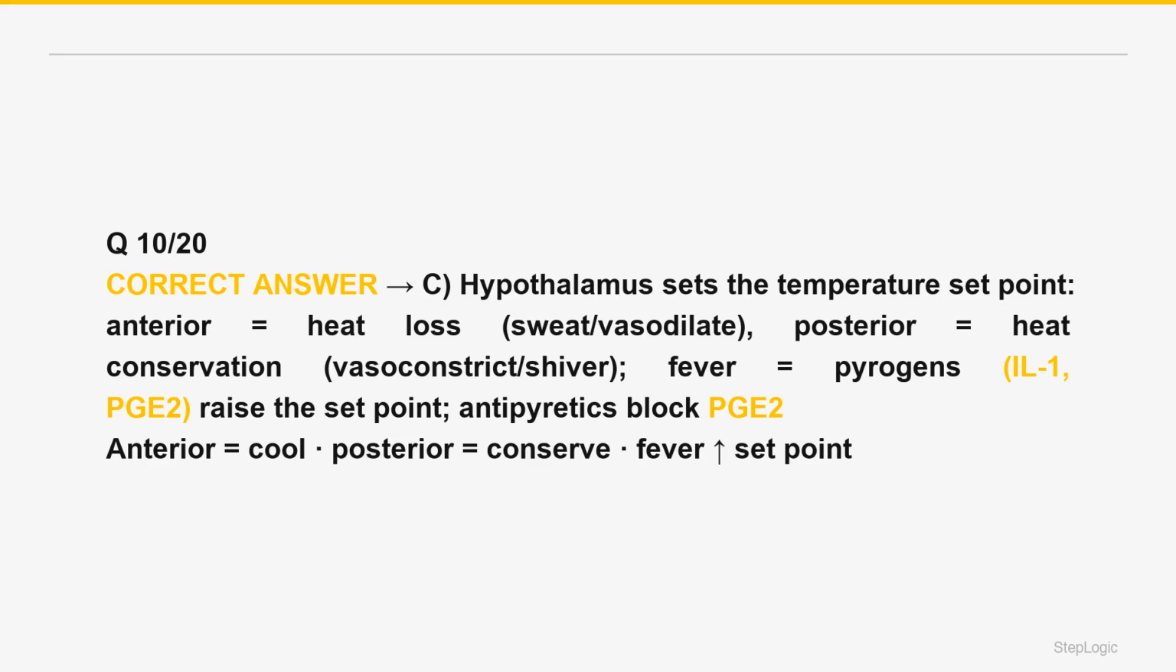Fever is the high-yield application. It is not a failure of regulation, but a regulated elevation of the set point. Pyrogens, exogenous like LPS, and endogenous cytokines IL-1, IL-6, TNF induce prostaglandin E2 in the hypothalamus, which raises the set point. The body then feels cold and shivers, vasoconstricts to reach the new higher temperature: chills. Antipyretics like aspirin, NSAIDs, and acetaminophen work by inhibiting cyclooxygenase, lowering PGE2 and the set point. Heat stroke, by contrast, overwhelms regulation rather than resetting it. The hypothalamic set point is controlled with anterior cooling and posterior conserving.